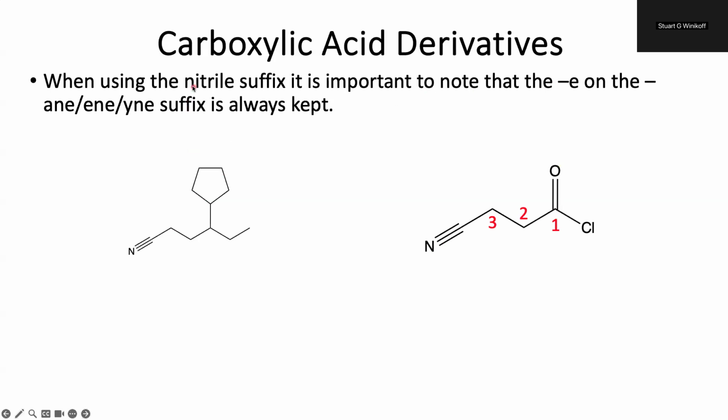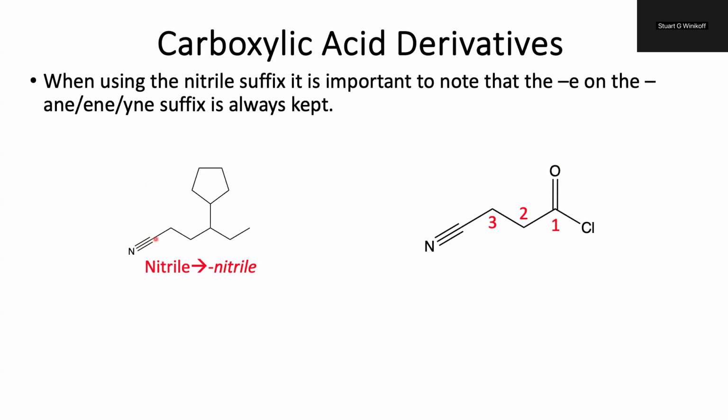Now, because that nitrile starts with an N, this would give us some really weird names. So instead, when I add a nitrile suffix, I always keep the ane, ene, or yne. All right, so noting that, our first group includes a nitrile. And again, as the only functional group, this means I'm going to use a nitrile suffix.